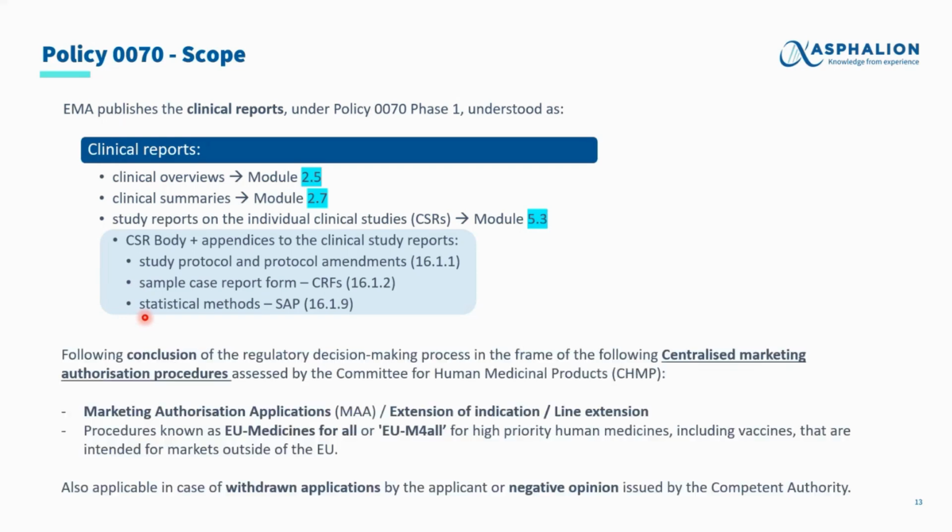And when is this policy applicable? So this is just after the conclusion of the regulatory procedure, just for centralized marketing authorization procedures assessed by the CHMP. So after the opinion of the CHMP, or in case of withdrawal, after withdrawal by the applicant, this procedure starts. And it applies to all the procedures we mentioned, like marketing authorization applications, extensions, line extensions, and also medicines for use outside the European Union, which are those from high priority human medicines.